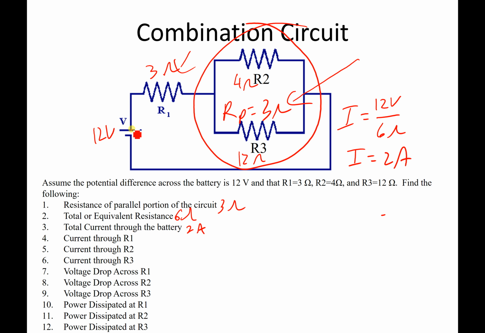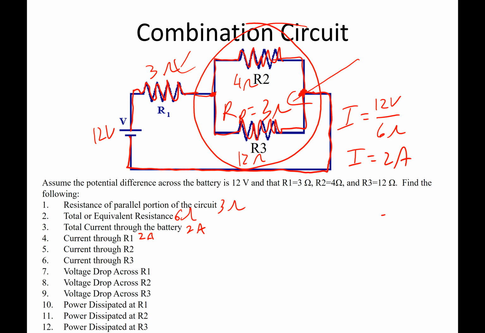Now, that current leaves the positive terminal of the battery. All of it has to go through resistor 1. There's no other way to go. So the current through R1 is all the current, 2 amps. But when the current gets to this junction right here, some of it splits. Most of it's going to go this way because this is the path of least resistance. Some of it, though, will go this way. And then back at this junction, those currents will come back together so that we have 2 amps of current going through this part of the circuit, 2 amps returning to the negative terminal of the battery.